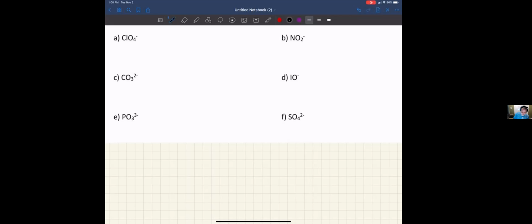And so let's just remind ourselves what the acid rules are. For polyatomic ions, ate ions become ic acids, and ite ions become ous acids. So we're going to look at the suffix, and if the suffix is ate for the polyatomic ion, then that acid will be an ic acid. If the suffix is ite, then it will become an ous acid.